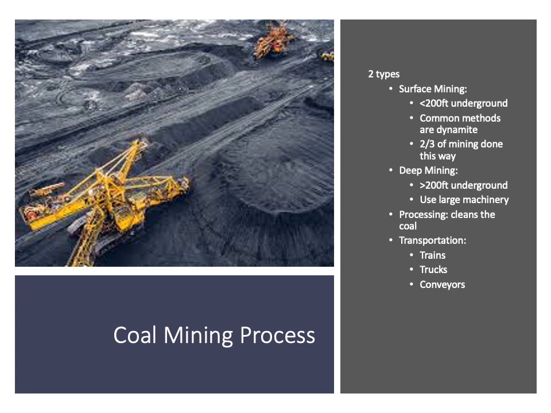In the coal mining process, there are two types of mining that are very common: surface mining and deep mining. Surface mining is more appropriate for projects less than 200 feet underground, and dynamite is a common method used for completing this type of mining. 2 out of 3 of all mining is done with surface mining. The other process is called deep mining, which is appropriate for projects more than 200 feet underground, where heavy machinery is necessary. Transportation for the coal includes trains, trucks, and conveyors.